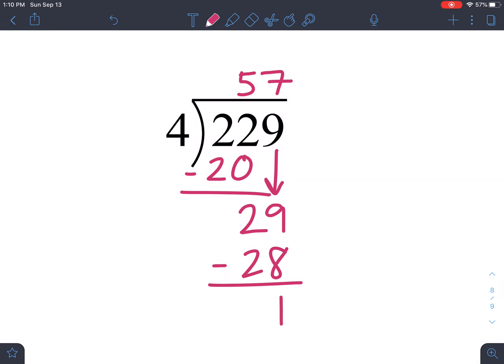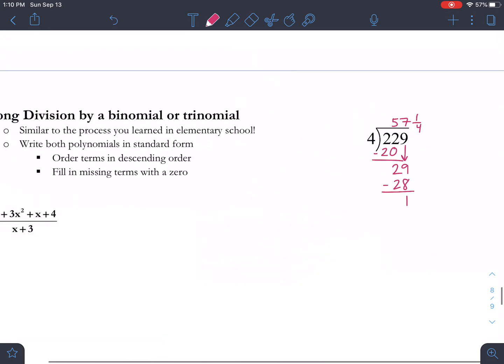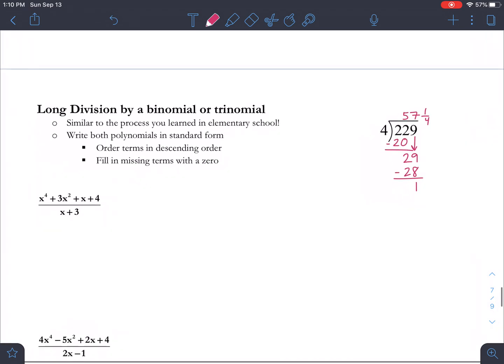So some of you might remember how to do the decimal and you keep going. We're actually just going to do a fractional remainder. So remember, this is called the remainder, and you would do 1 divided by 4, or 57 and 1/4. You would have gotten 0.25 for your decimal. So that's the same process I want you to think about as we try out these problems. The biggest thing is make sure it's written in descending order or standard form. And if there are any terms missing, fill it in with a 0 as a placeholder. So I'll show you that in this first one.